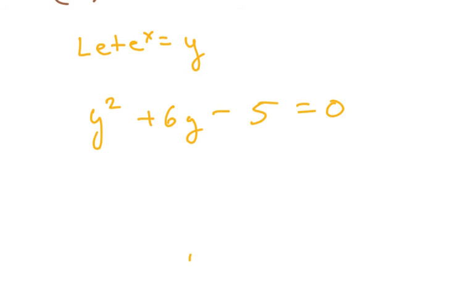We're going to factor this like normal. So what times what's 5? Well, here's the interesting part, because y plus 5 and y plus 1 is going to add up to 6. But 5 times 1 is 5, so that's not going to work.